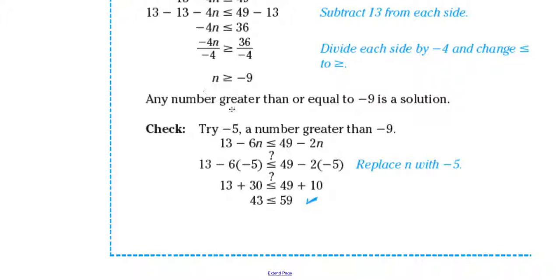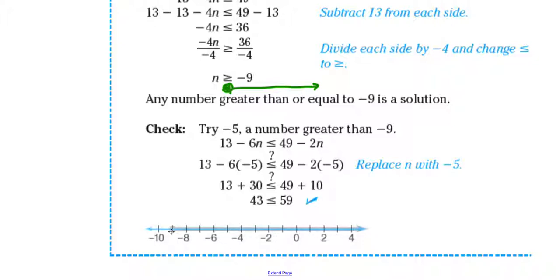Okay, and look at our solution. n is greater than or equal to negative 9. Since it's greater than or equal to, we need to have a closed dot right here. And since it's pointing away from the variable, it goes to the right. So basically, you go to negative 9, put a closed dot on negative 9, and go to the right. That's how you graph your inequality.